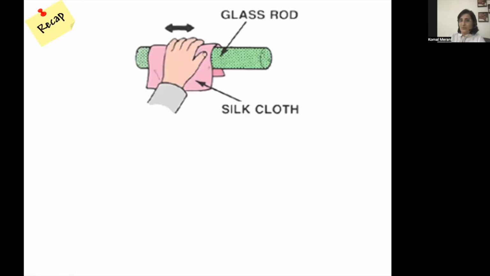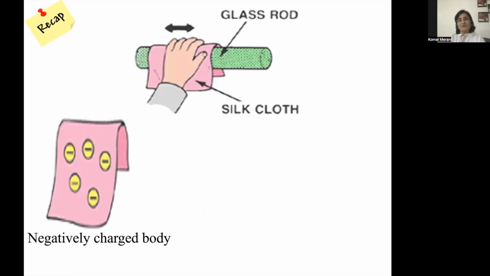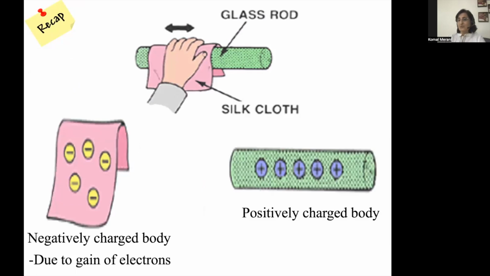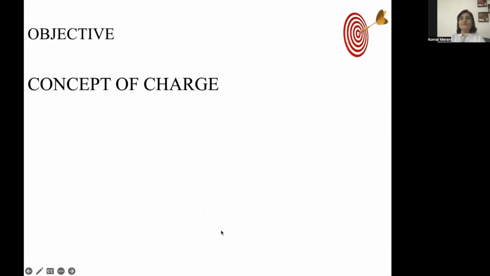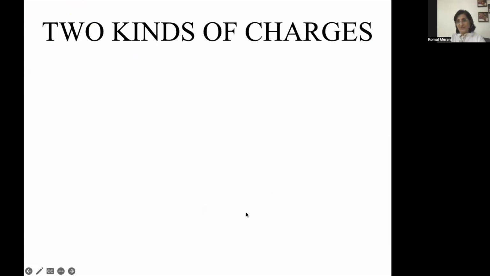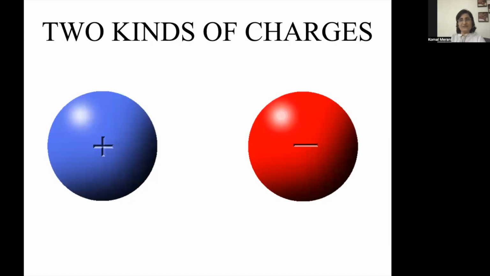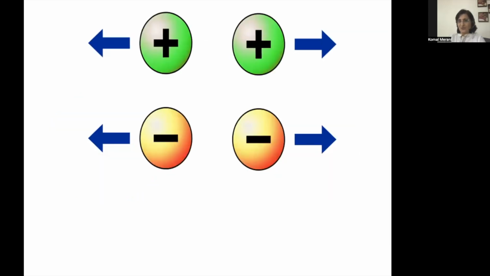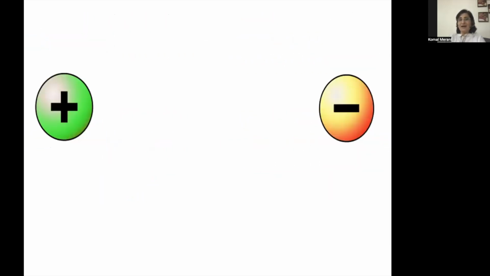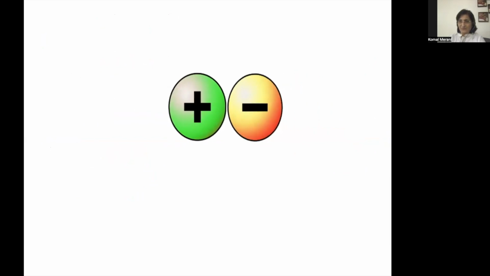Similarly, when a glass rod is rubbed against a silk cloth, the silk is negatively charged and glass gets positively charged because the electrons from the glass rod have moved on to the silk cloth. So, the objective of this class is to understand the concept of charge. There are two kinds of charges, positive and negative. We all know like charges repel and unlike charges attract.